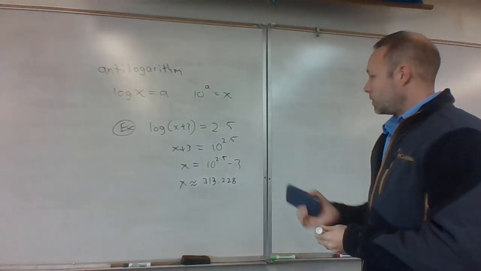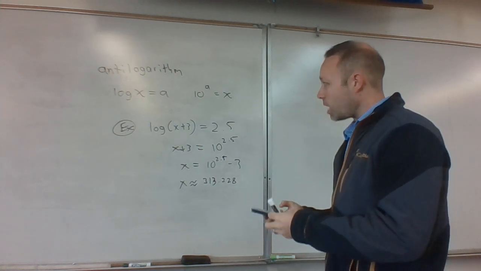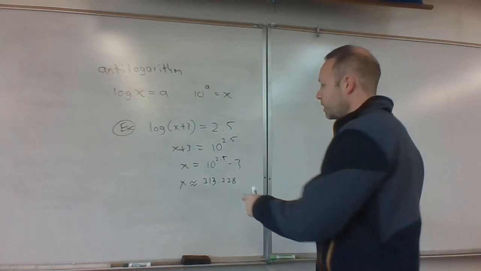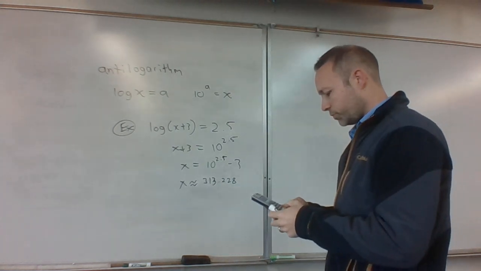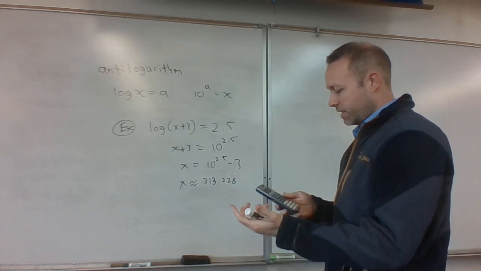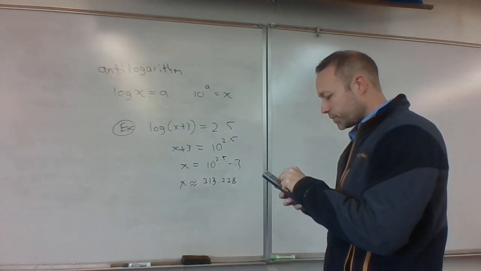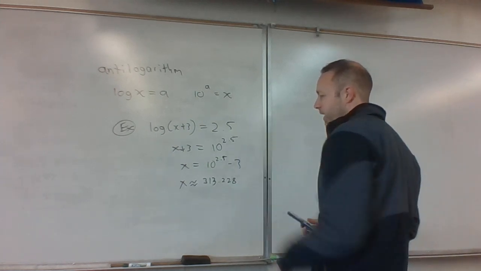We can check it. Going back to our original problem, I'm going to take the log of 313.228 plus 3, so 316.228. And my calculator gives 2.500000321, basically the 2.5, because I rounded here, so I'm not getting exact.